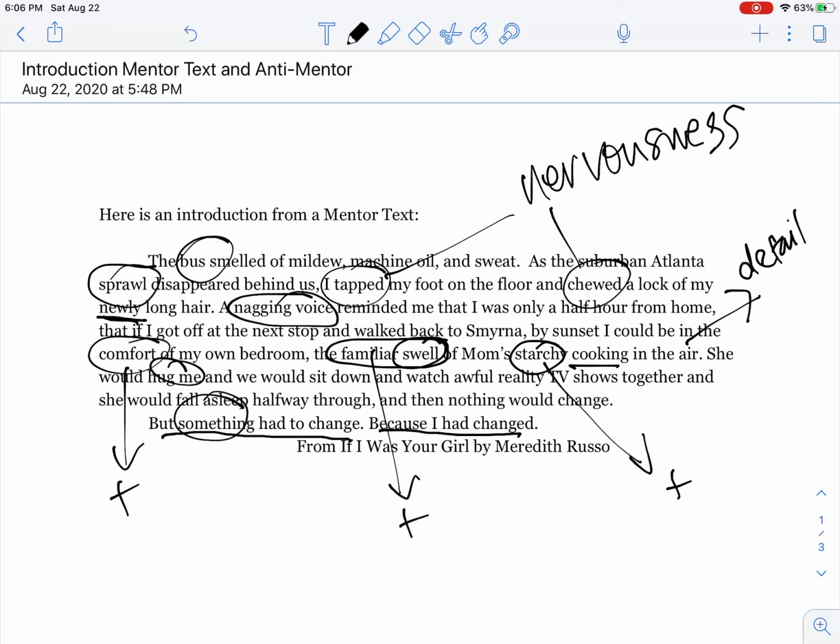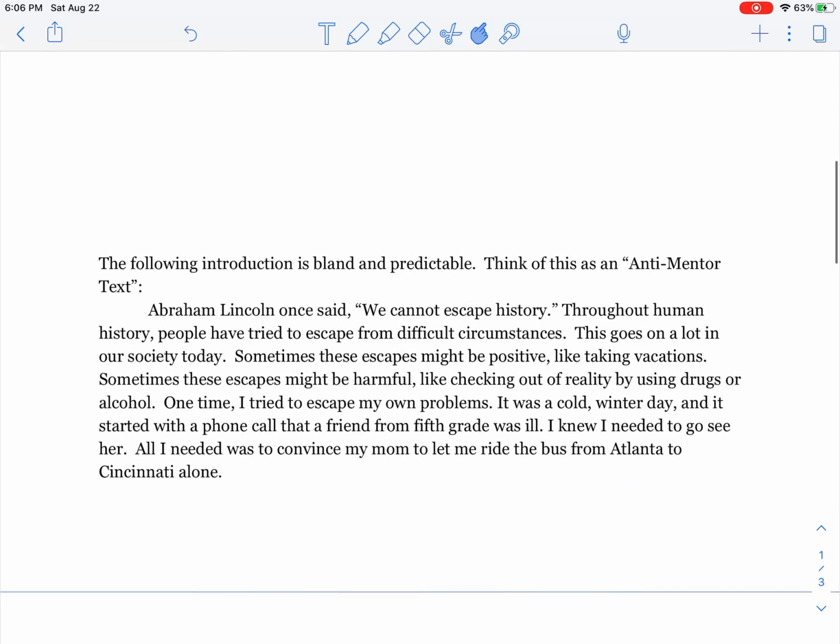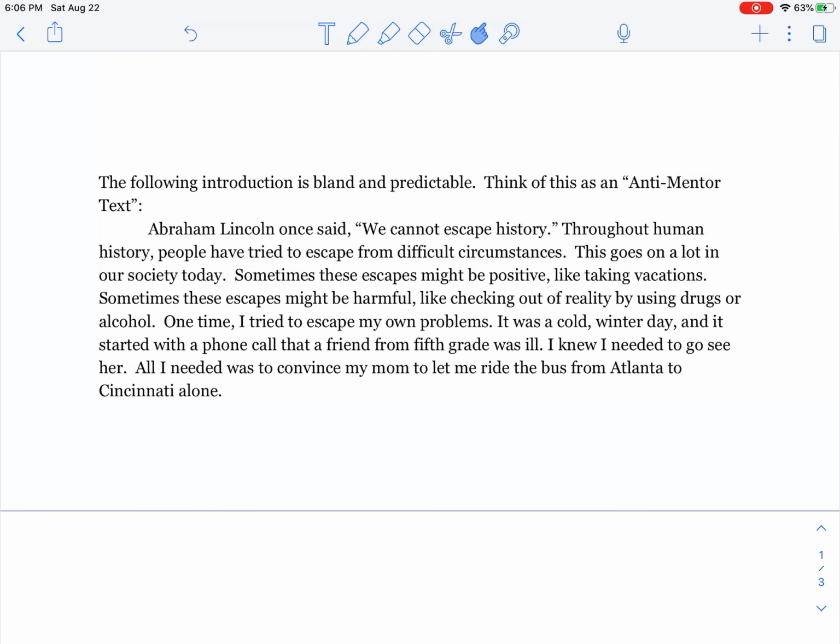But if it continues on this trek, then we're invested. Now let's look conversely at what we're going to call an anti-mentor text.